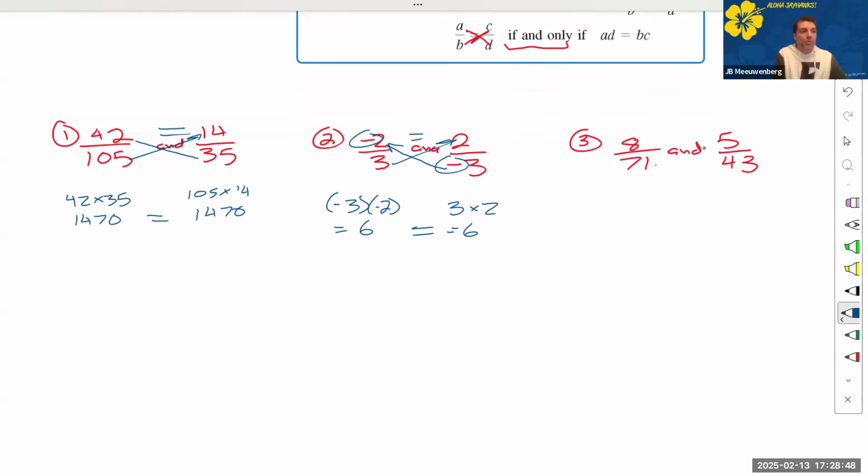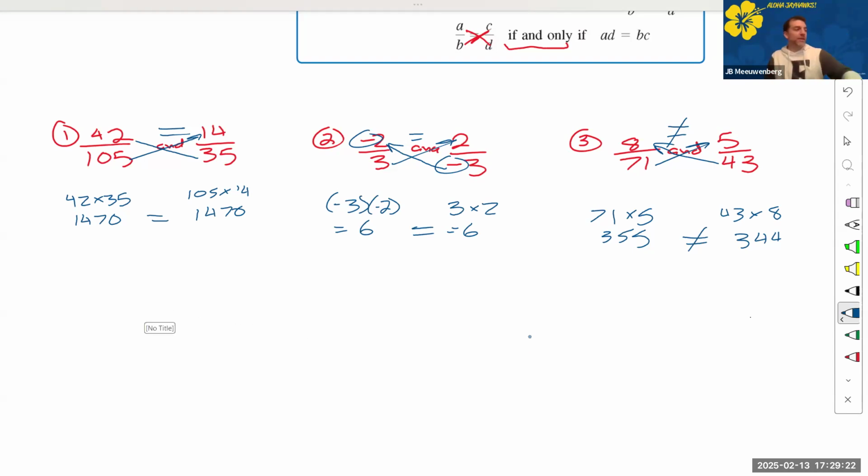For the third one, we multiply 71 times 5, which is 355. And we multiply 43 times 8, and we get 344. Those are not equal, which means the original fractions are not equal. Because that's one way that we can assess the equality or potential equality of fractions.